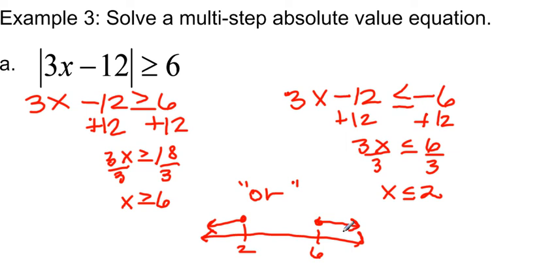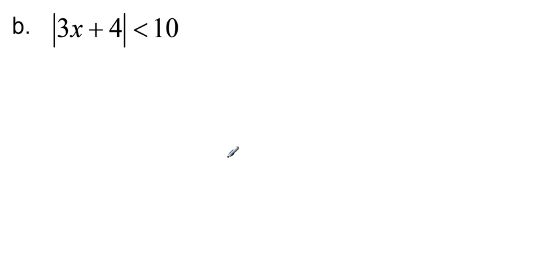Okay, and again, if you wanted to check a solution here, pick something that's in your solution region, like maybe try 7, plug it in for x, and check to make sure that the inequality is true. Okay, let's do one more here. The absolute value of 3x plus 4 is less than 10. Less than tells me that I'm going to have an intersection here.